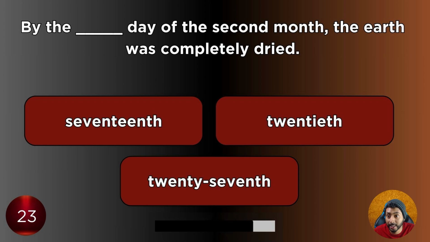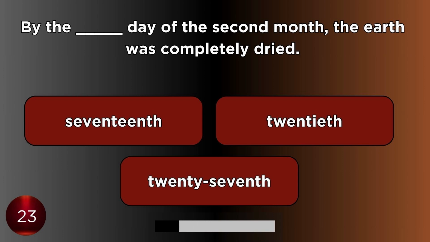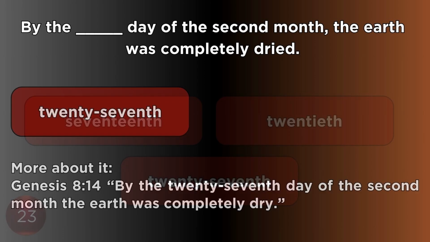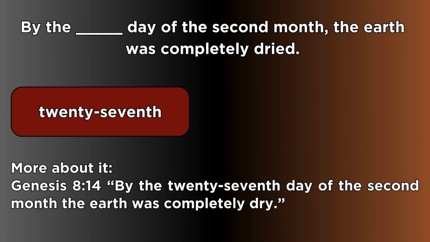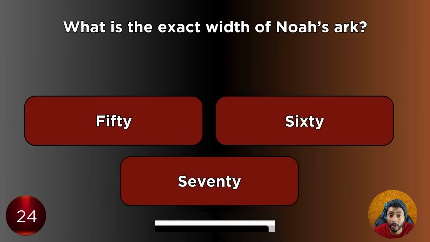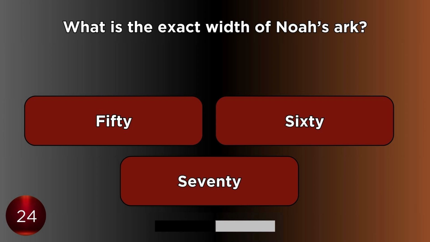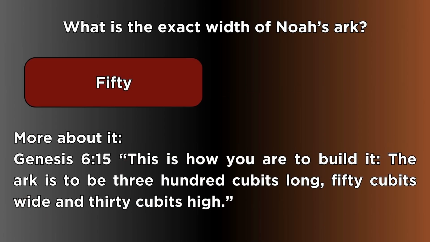23. By the blank day of the second month, the earth was completely dried. 17th, 20th, or 27th? 27th. Genesis 8:14. By the 27th day of the second month, the earth was completely dry. 24. What is the exact width of Noah's ark? 50, 60, or 70? 50. Genesis 6:15. This is how you are to build it. The ark is to be 300 cubits long, 50 cubits wide, and 30 cubits high.